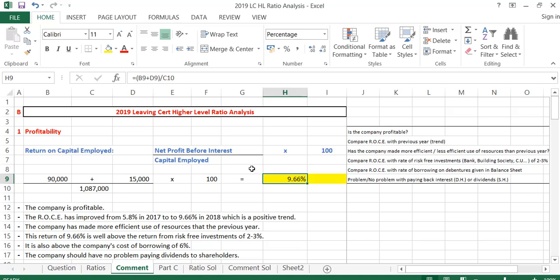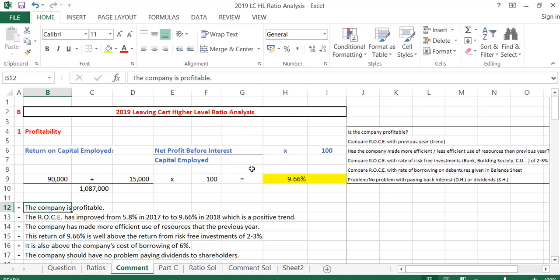To say in or around 10% is seen as good. You know, over 10% I reckon would be good, under 10% not as good. Again, different people will be happy with different percentages, so it's important to look at other stuff also. Well, the first thing anyway is the company is profitable because its return is around 10%, so it's profitable.